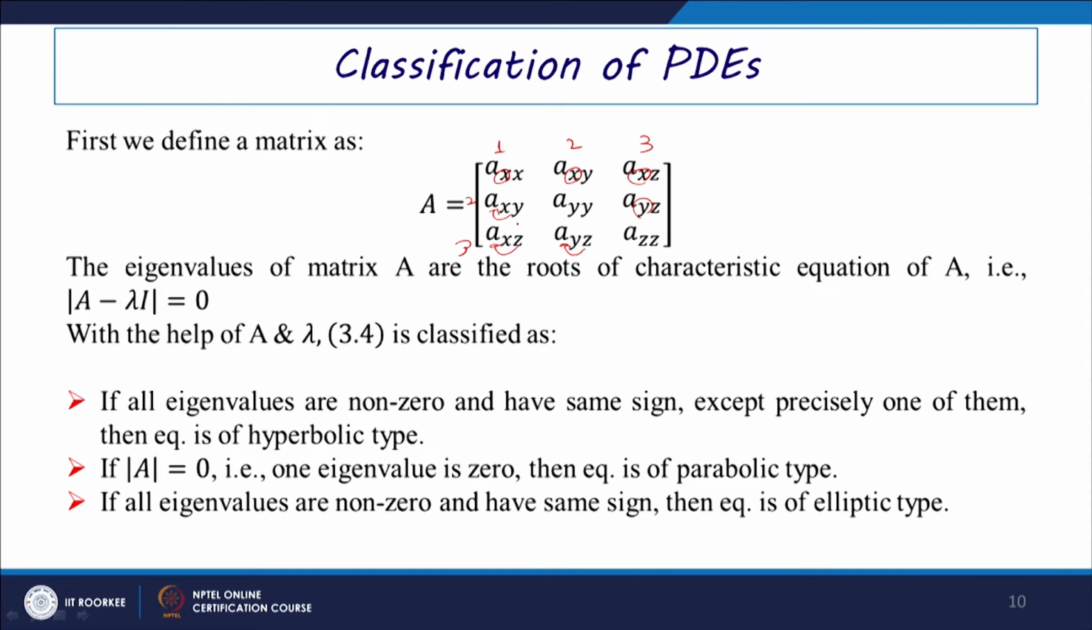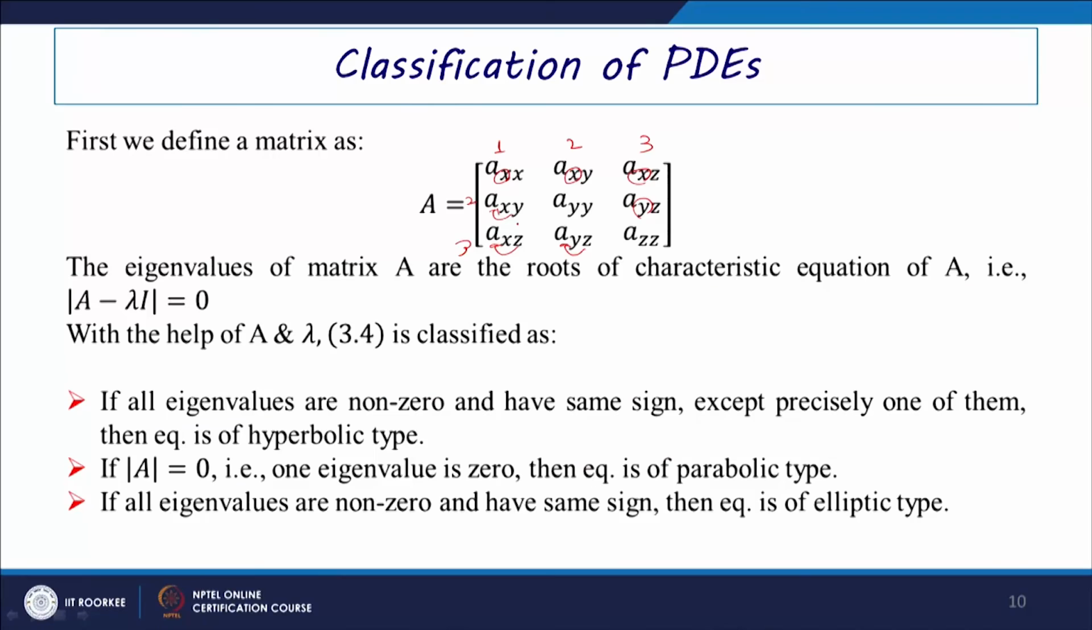So, especially the first diagonal entry we can write 1, 1, then this is 2, 2, this is 3, 3 here, and all other differentiations are with respect to the other variable: the second one is differentiated with respect to y, the first with respect to x, and the third with respect to z. Then we determine the eigenvalues of matrix A, which are the roots of the characteristic equation of matrix A, that is modulus of A minus lambda I equals to 0. With the help of these eigenvalues, we can classify whether the partial differential equation is parabolic, hyperbolic or elliptic in nature.